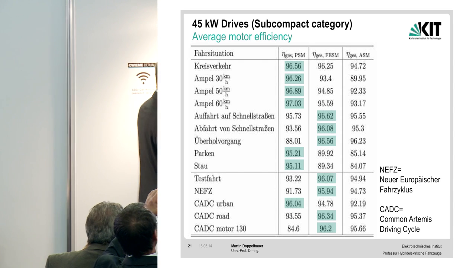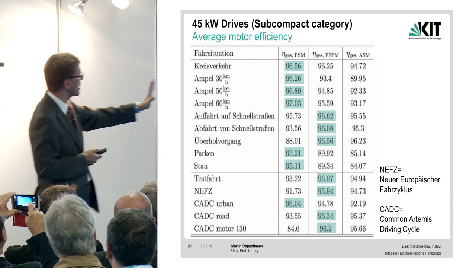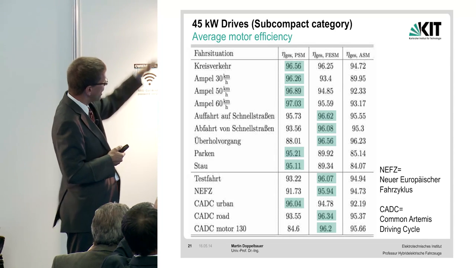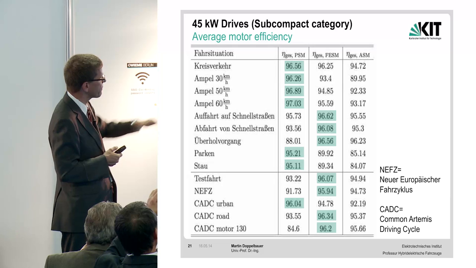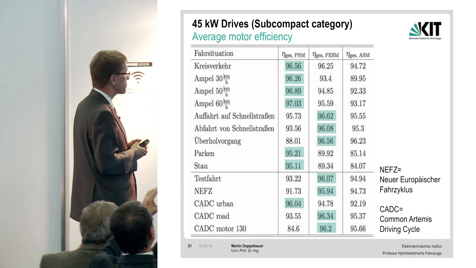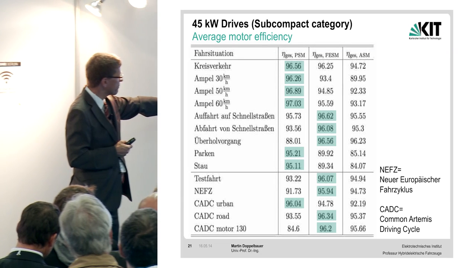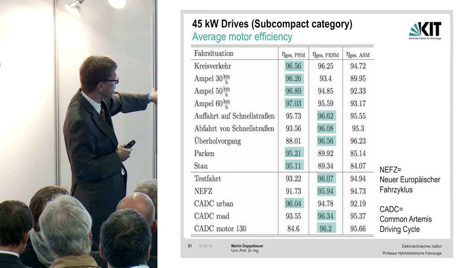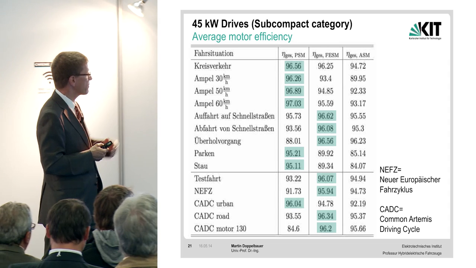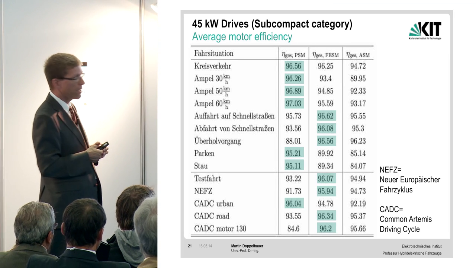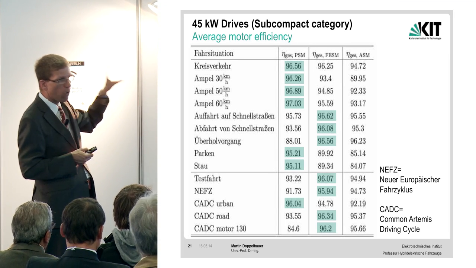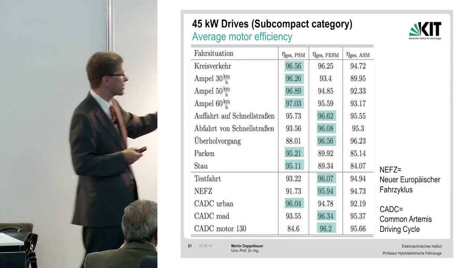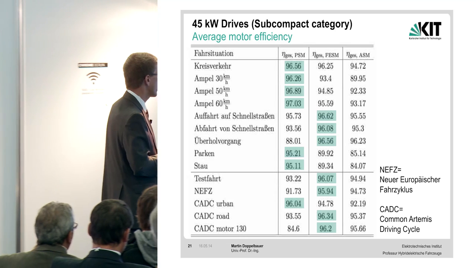What you see here vertically, again, are the three machine types: permanent magnet machine, field winding machine, induction machine. And then from top to bottom, you see the different driving scenarios. Let's start here with the New European Driving Cycle. Interestingly, in this particular comparison, the field winding machine wins overall efficiency. Again, this is only the motor efficiency, not converters, not cables, not even friction included. Just the motor efficiency to compare the motors.